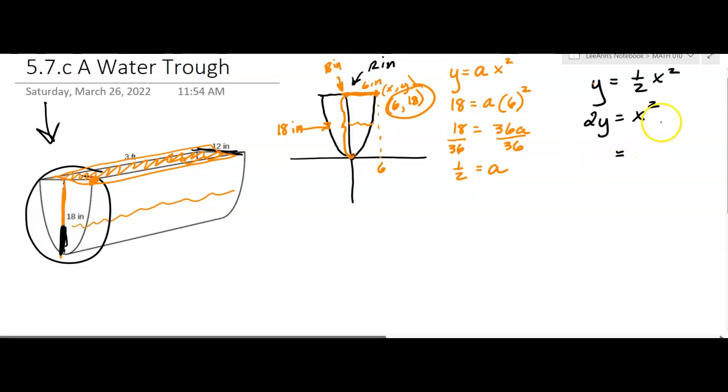And then, if I take the square root of both sides, I get plus or minus the square root of 2y equals x. But we're not going to be using the plus or minus, because it wouldn't make sense to have a negative number for our x value. So remember, our x value is going to be this distance from the center of the parabola out to the parabola, that distance there. And so we're not considering the negative case.